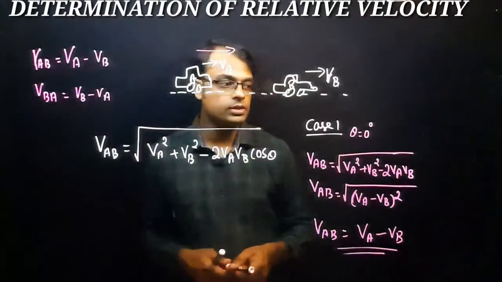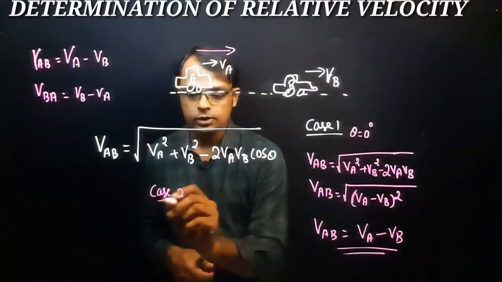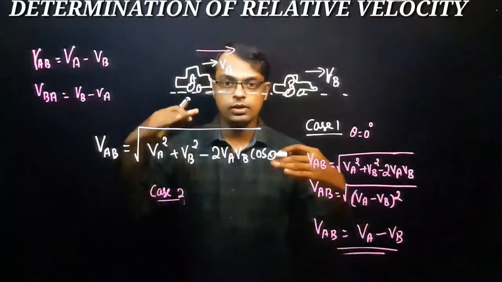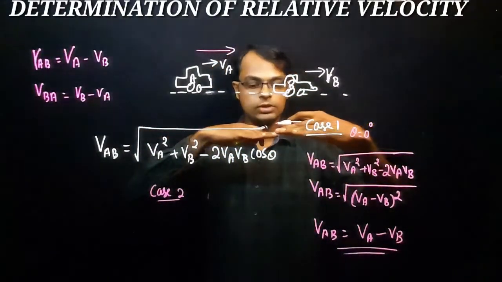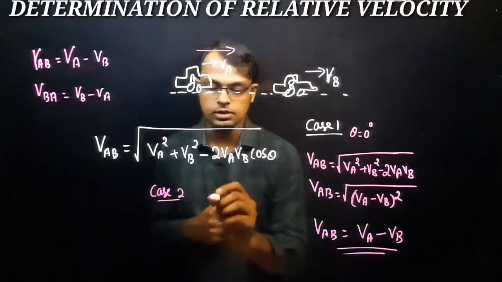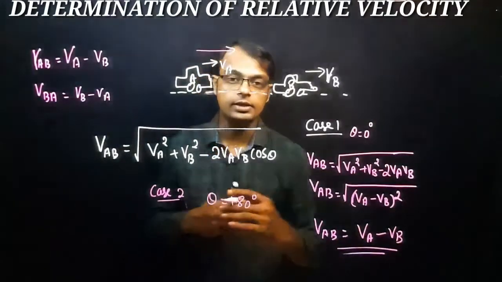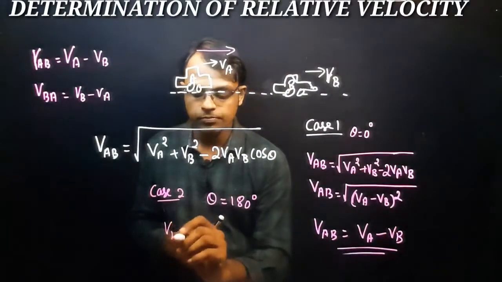Now just imagine case 2. The two cars are traveling in opposite direction. When you are traveling in one bus and your friend is in another bus traveling the opposite way, when both are crossing each other, what is the relative velocity? That's the question here. In that case, theta is equal to 180 degrees. So what does the equation become?